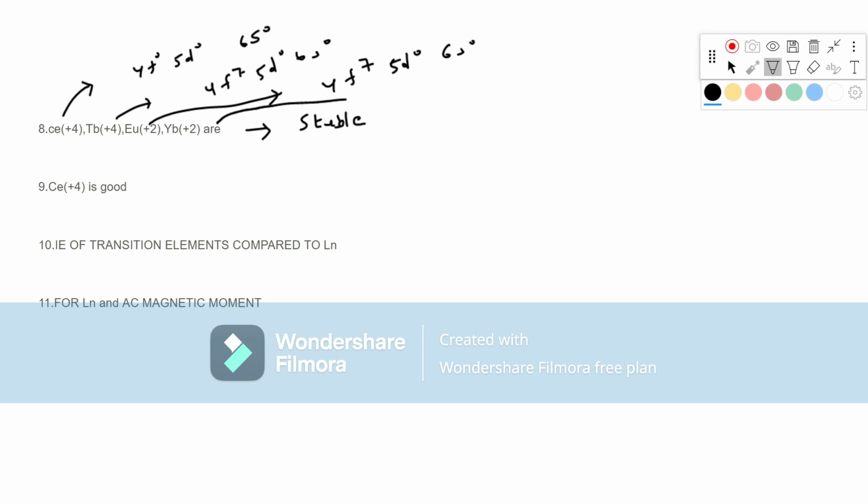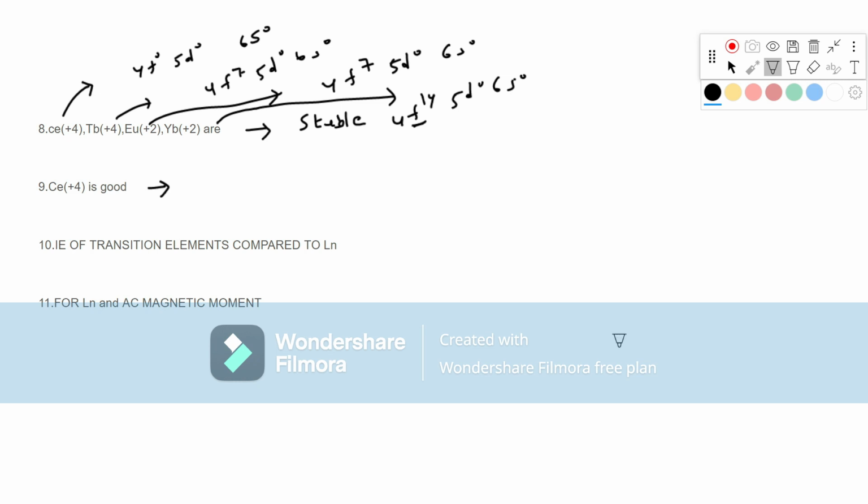Okay, so next one is ytterbium +2. 4f14, 5d0, 6s0. This is completely filled, so this is stable. Okay, so generally lanthanides are stable in the +3 oxidation state. The common oxidation state of lanthanides is +3, but cerium, terbium, europium, and ytterbium are stable in these oxidation states also.